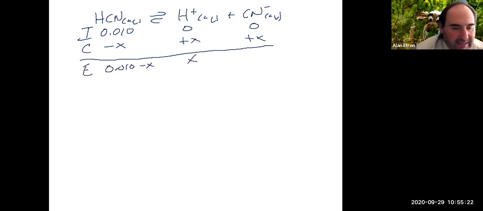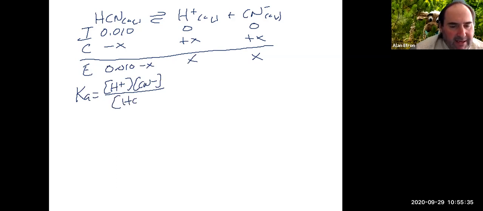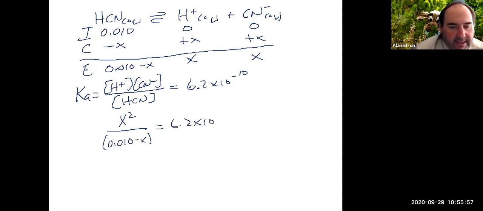which means at equilibrium 0.01 minus x, x and x. At this point, we'll go into our Ka expression, which is our products, H plus and CN minus, divided by HCN, and that is going to equal the equilibrium constant value they gave us, which was 6.2 times 10 to the minus 10. We take our equilibrium line and put it in. So that gives us x squared over 0.01 minus x equals 6.2 times 10 to the minus 10.